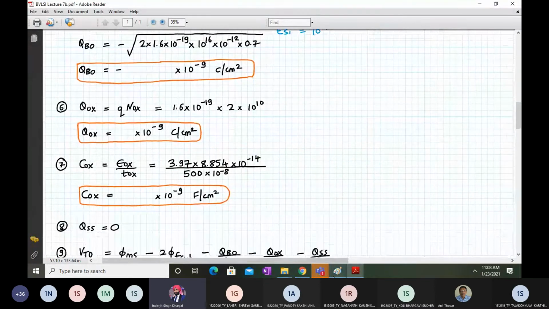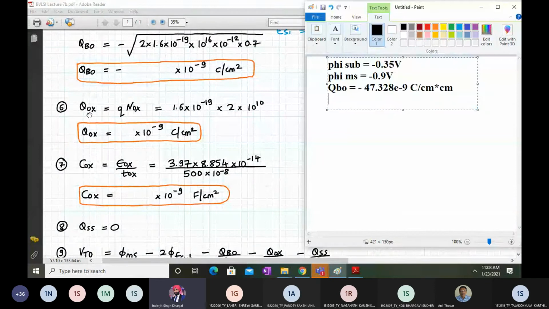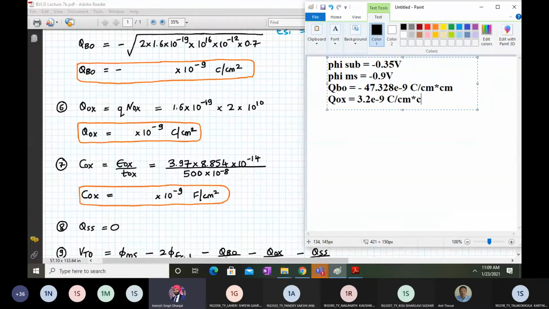Next is very easy. Actually, this I will only write the value. QOX is Q into NOx. So what is Q? 1.6 into 10 is to minus 19, and NOx is 2 into 10 is to 10. So basically this answer will be 3.2 into 10 is to minus 9. Just confirm, one of you. Is it 3.2 into 10 is to minus 9? Is it correct? QOX is 3.2 into 10 is to minus 9. Yes, correct. Absolutely correct.